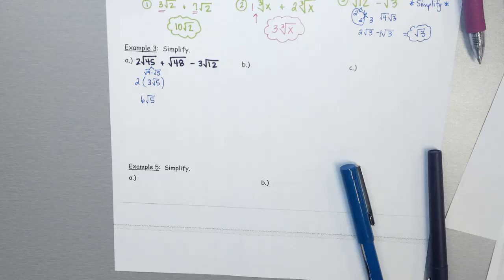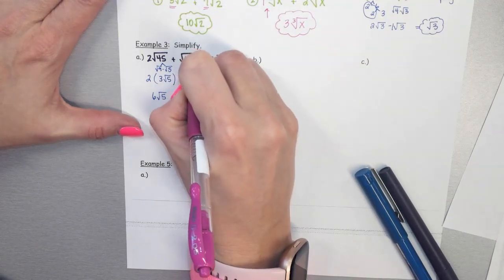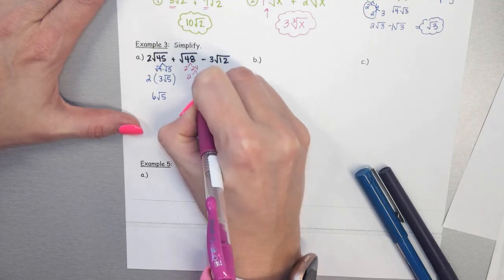Good, you guys are doing a really nice job. Okay, so for 48, the biggest perfect square that's in there is 16. If you know that, you can take that out right away. If you're like, oh, that's kind of bigger than I'd like to think about, yes, you can do the factor tree.